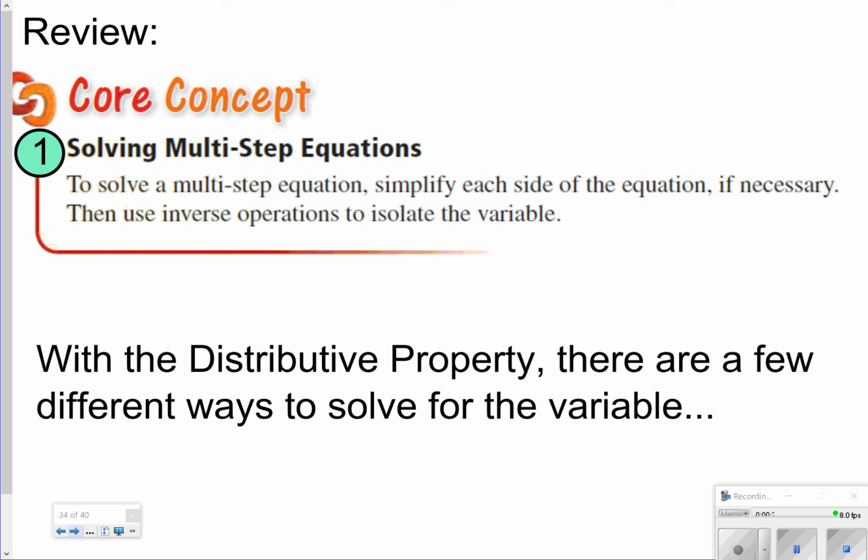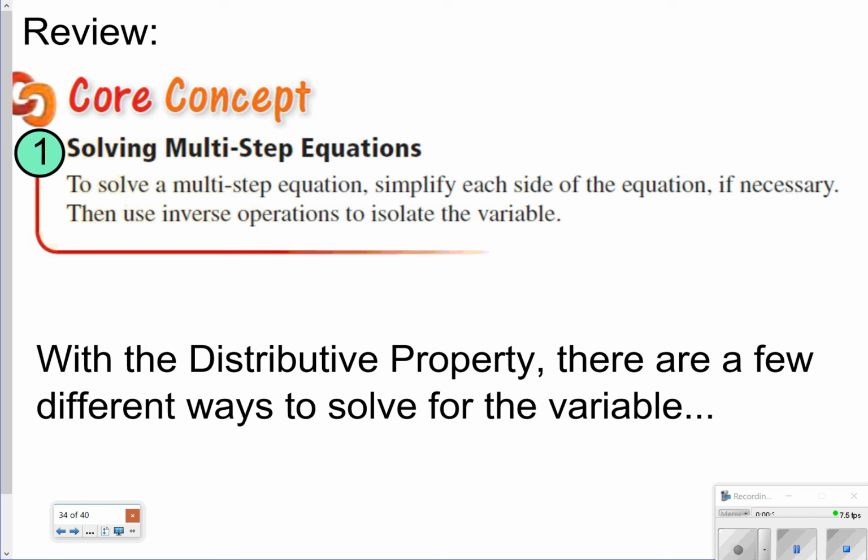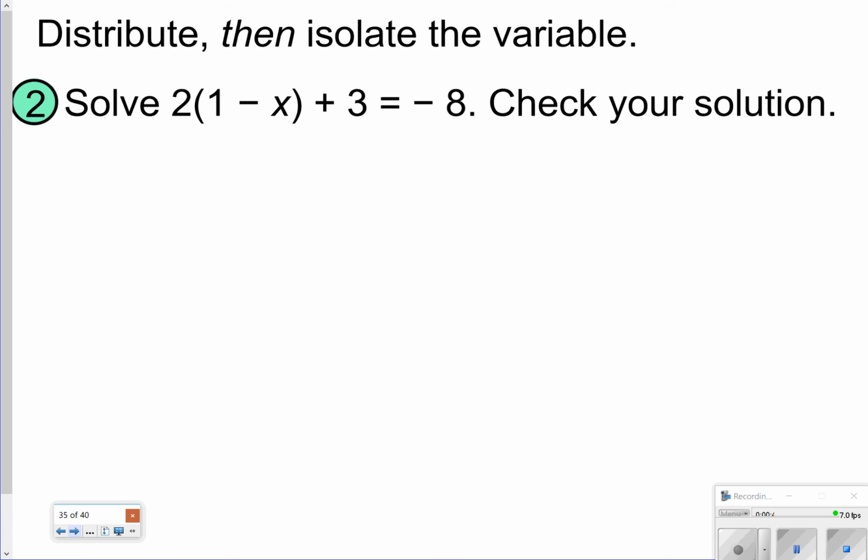With the distributive property, there are a few different ways to solve for the variable, and I'm going to show you those throughout. First, I'm just going to show you the traditional method of the distributive property. So once again, if you wanted to review this, you can, or you can just say see previous notes for number 1. For number 2, this is what we're going to try. We're going to try to distribute and then isolate the variable. If you feel comfortable, you can go ahead and try this, but if not, you can just watch me as I go. So for number 2, we're going to distribute first.